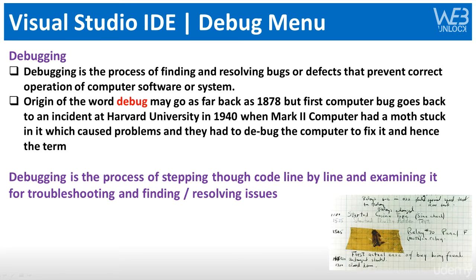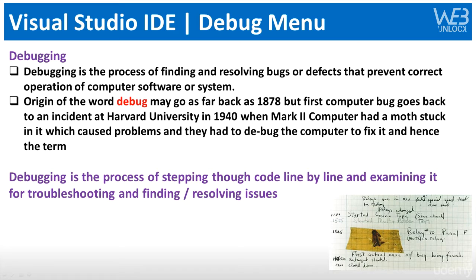The origin of the word debug may go as far back as 1878, but the first computer bug goes back to an incident at Harvard University in 1940 when a Mark II computer had a moth stuck in it, which caused problems, and they had to remove the bug, i.e. debug the computer, to fix it, and hence the term.